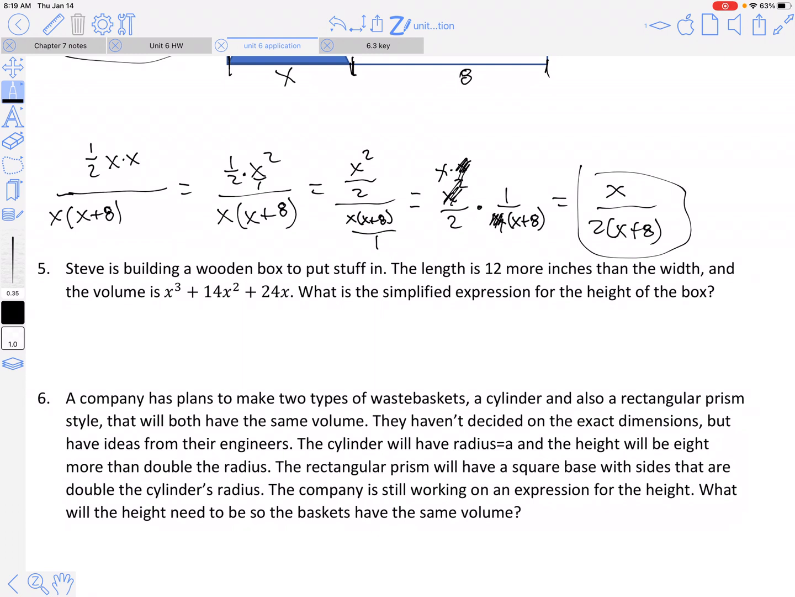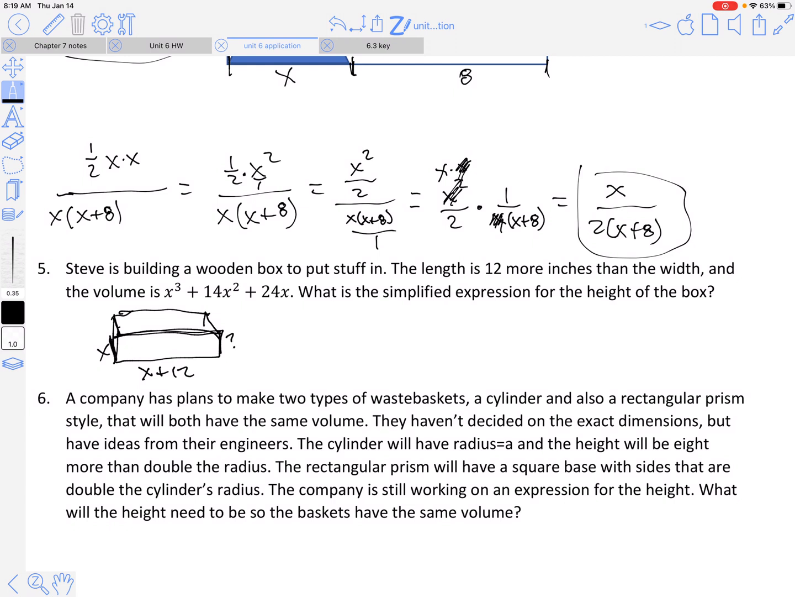All right, Steve is building a wooden box to put stuff in. The length is 12 inches more than the width. So he has this box. The length of the box is 12 inches more than the width. And we don't know the height of this box. So I'm trying to draw a little 3D there, right? So this we don't know.